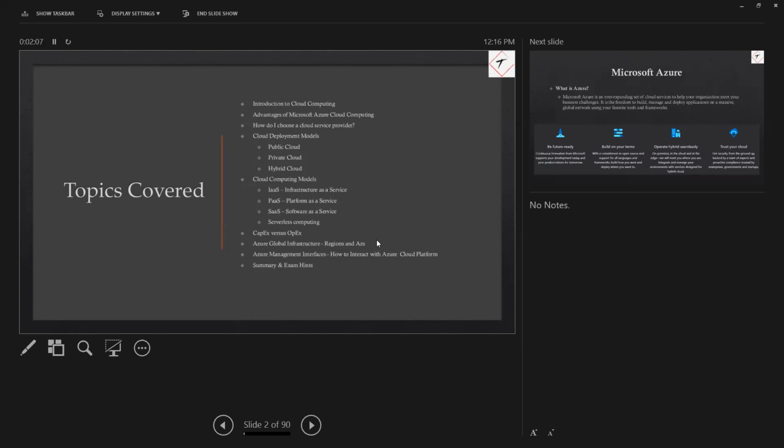We will also look into the Azure global infrastructure itself. What are the different regions they have? What is a region and what are Azure zones? And how do we implement these? We will also see how to interact with the Azure Cloud Platform, and we will end this module by summarizing what we have learned and also a couple of exam tips and tricks.